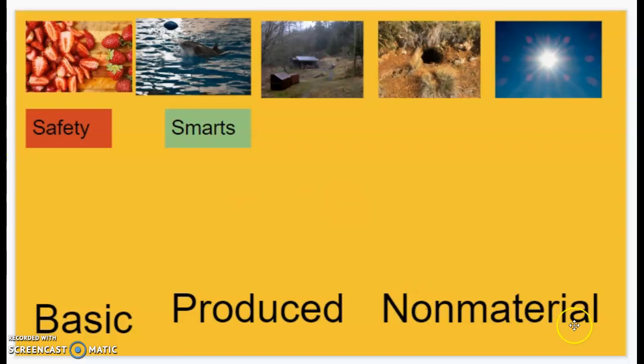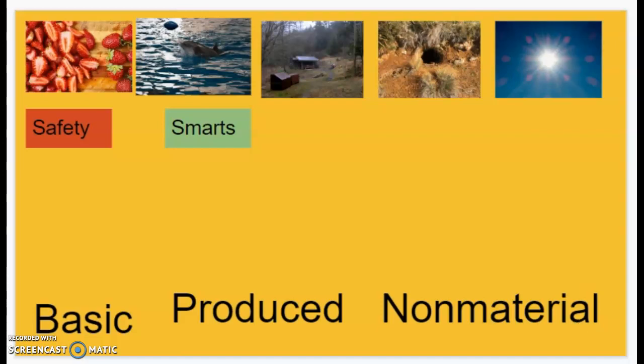All right, my last one is non-material needs. These are needs that you can't quite hold in your hand. They exist, but they're not physical. They're not something you can hold. So which of these do you think are non-material needs?